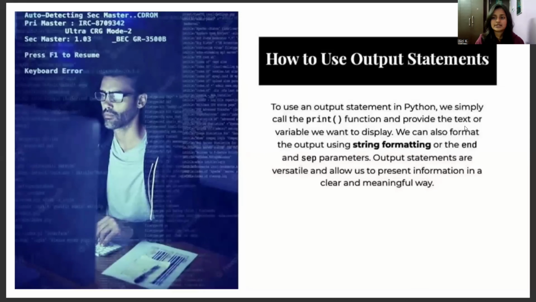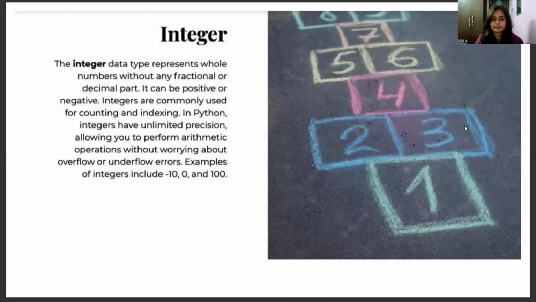How to use output statements? To use an output statement in Python, we simply call the print function and provide the text or variable we want to display. We can also format the output using string formatting or the end and sep parameters. Output statements are versatile and allow us to present information in a clear and meaningful way.